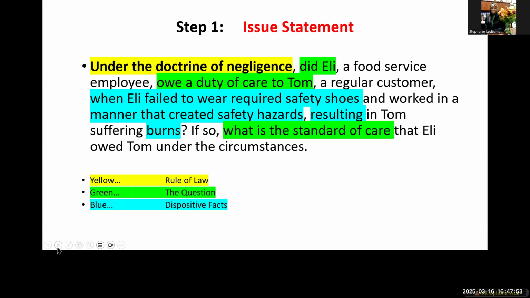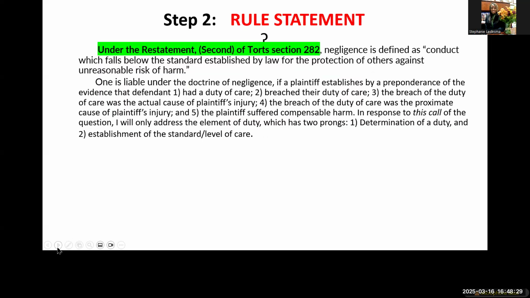Could I have separated the duty of care question from the standard of care question and treated those like two separate questions? Absolutely. Then I would have two IRACs, two rule statements, two sets of analysis, and two conclusions. Absolutely. I chose, exercising my freedom of choice, to write one issue statement. And actually, it's two sentences, but it's one statement. Got it? All right, let's go to the rule statement.